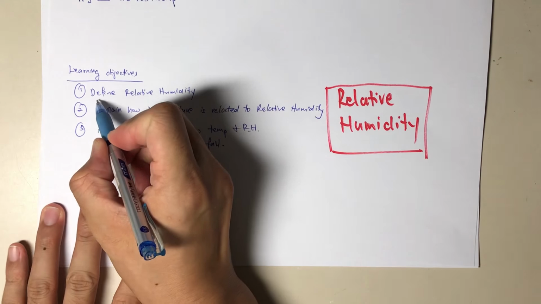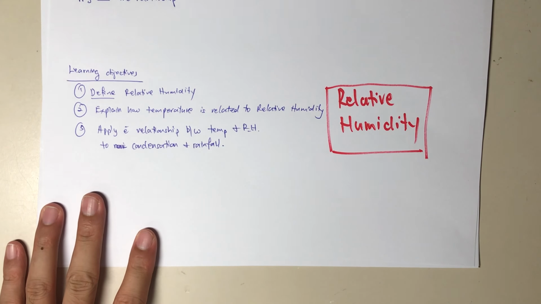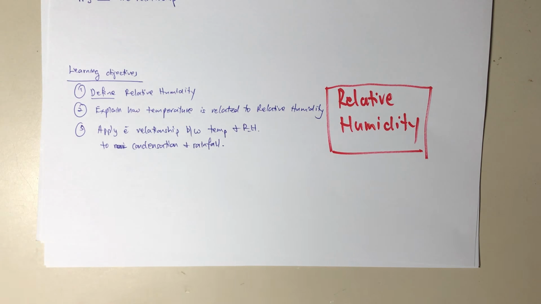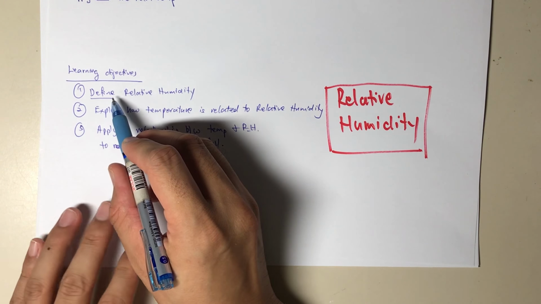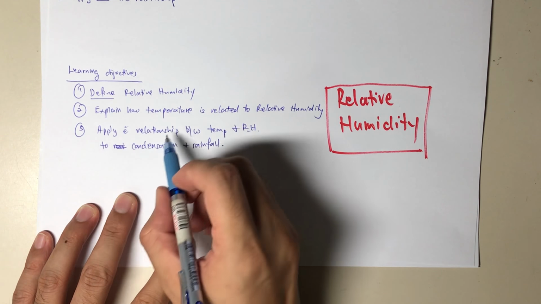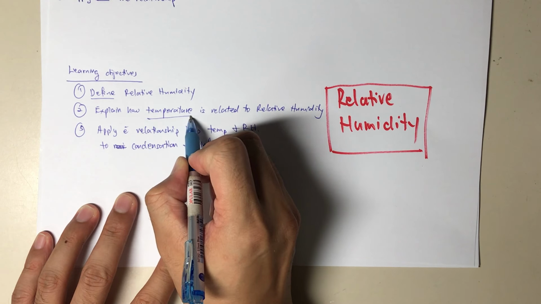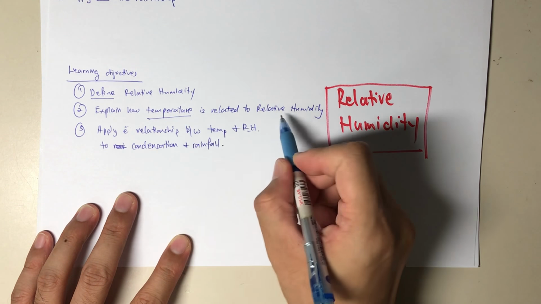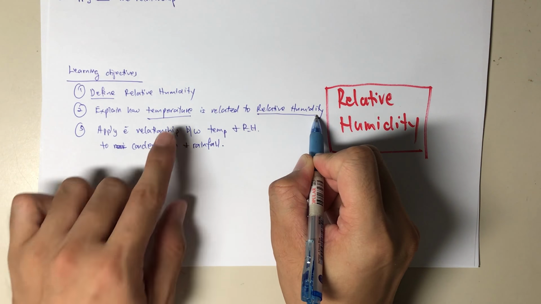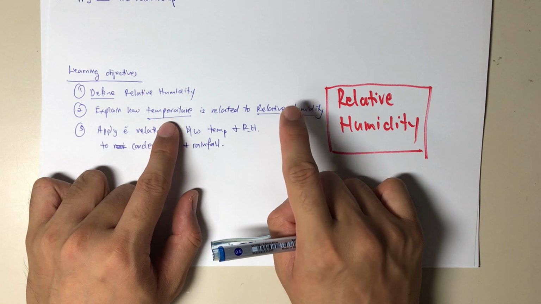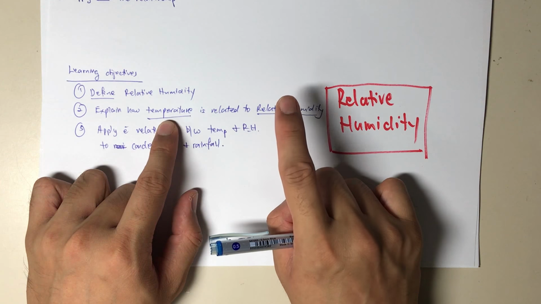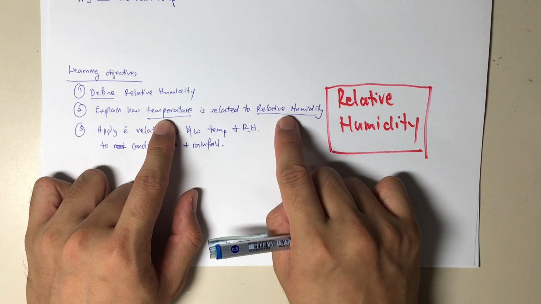First of all, you need to be able to define relative humidity. That means to say, tell me what it is all about. Next, after you're able to explain what relative humidity is about, you need to be able to describe and explain how temperature is related to relative humidity. That means I'm talking about how temperature and relative humidity are related to one another. How does A affect B? How does temperature affect relative humidity?